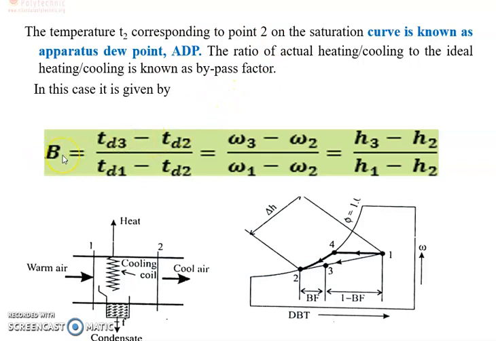So we can write the bypass factor is equal to (TD3 minus TD2) by (TD1 minus TD2), or we can write the specific humidity form, (W3 minus W2) by (W1 minus W2), or the same thing in the form of enthalpy, that is (H3 minus H2) by (H1 minus H2). So this is all about the cooling and dehumidification process.